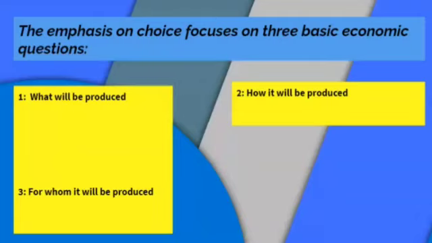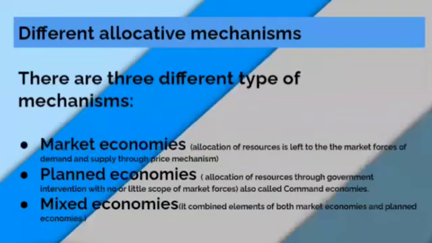Perhaps levels of consumption should be based on merit or worth, or on individuals' willingness and ability to pay for the things they want to consume. The question of the allocation of output is the final issue all economic systems must address. I hope you understand. Moving to another subtopic, that is different allocative mechanisms.